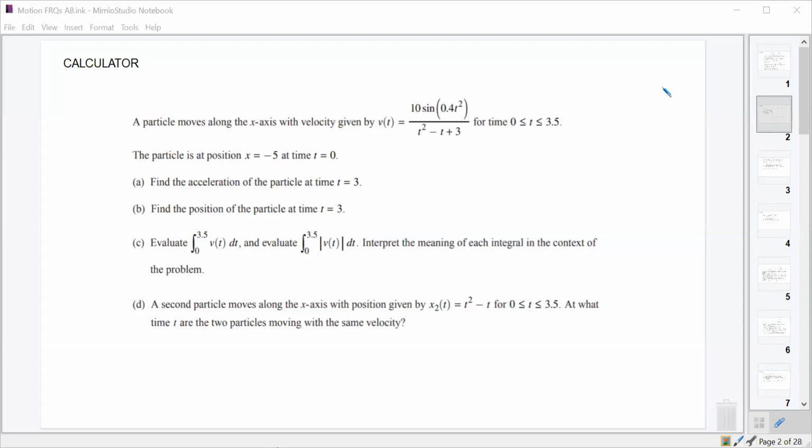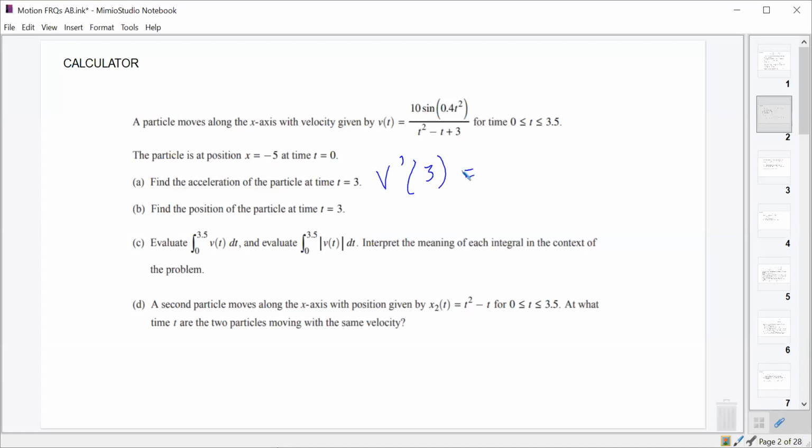Okay, so another calculator particle motion problem. Given a velocity equation for the particle moving along the x-axis. Also, we're given an initial position that is x equals -5 when t equals 0. We want to find the acceleration at time t equals 3. So all we have to do is figure out what the derivative of the velocity is at 3.